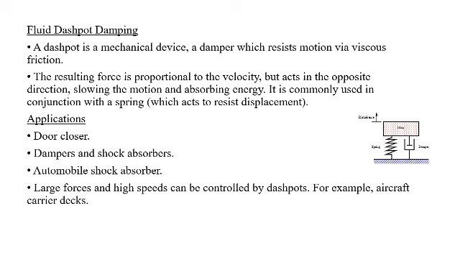It is commonly used in conjunction with a spring. Therefore, we always show the mass, spring and damper, which acts to resist the displacement. Now, there are many applications of viscous damping, such as door closure dampers and shock absorbers, automobile shock absorbers. Large forces and high speeds can be controlled by dashpots, for example aircraft carrier decks. There you can observe these dashpots, that means viscous damping.